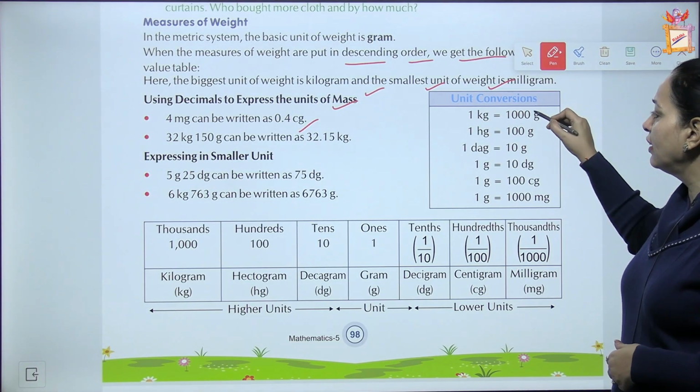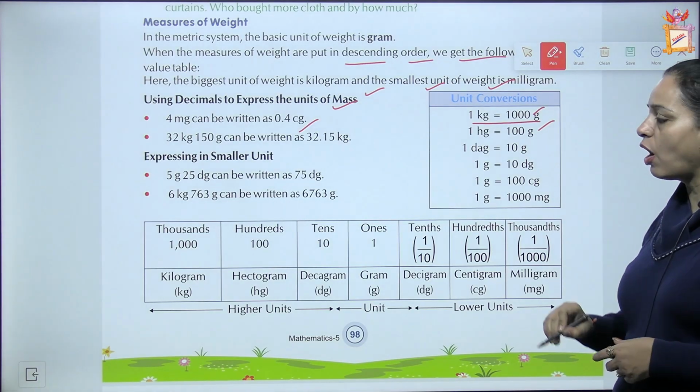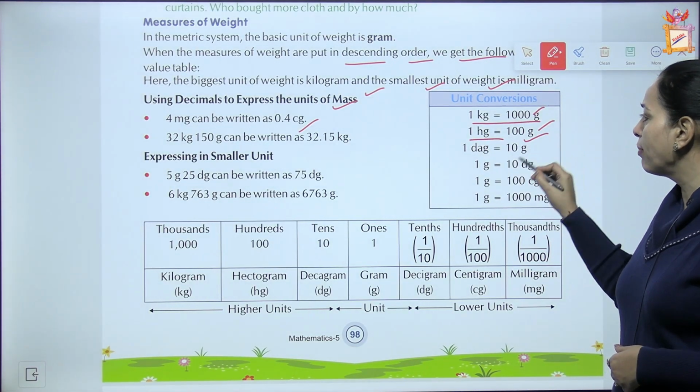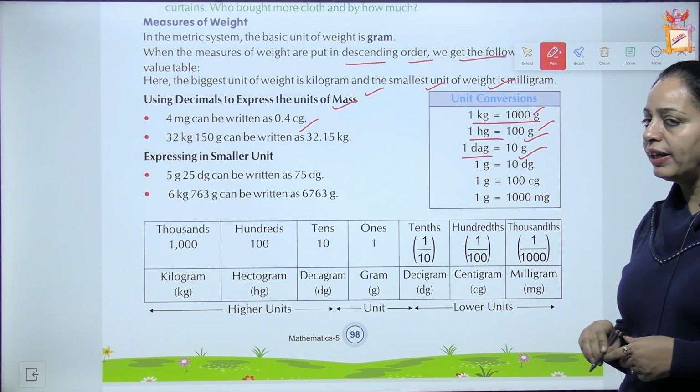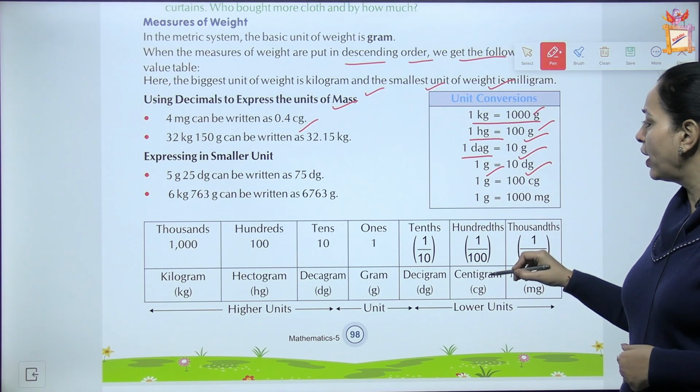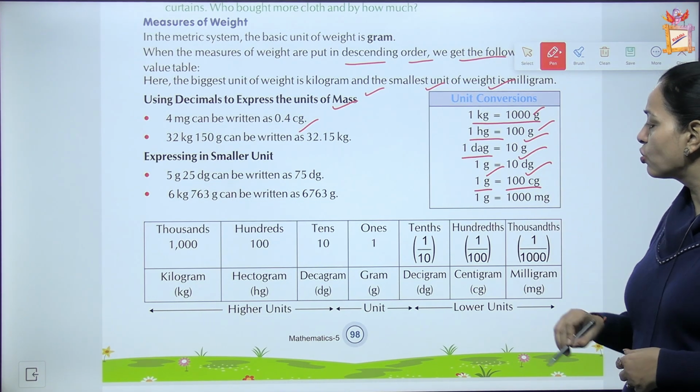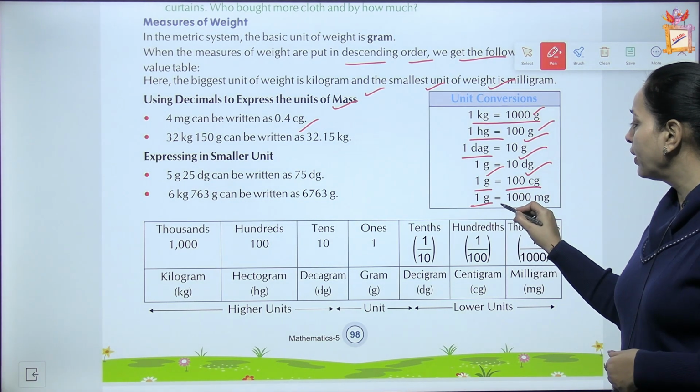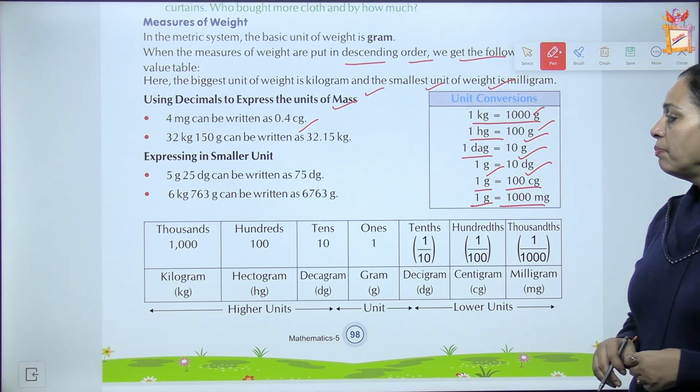So first learn this table. 1 kg is 1000 gram, 1 hectogram is 100 gram, 1 decagram is 10 gram, 1 gram equals 10 decigram, 1 gram equals 100 centigram, and 1 gram equals 1000 milligram.